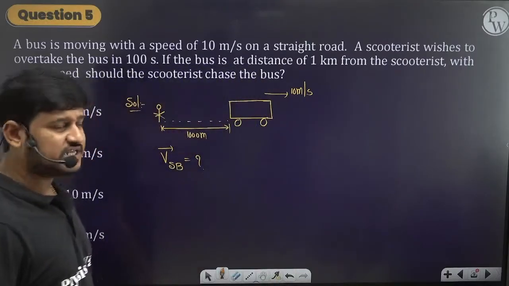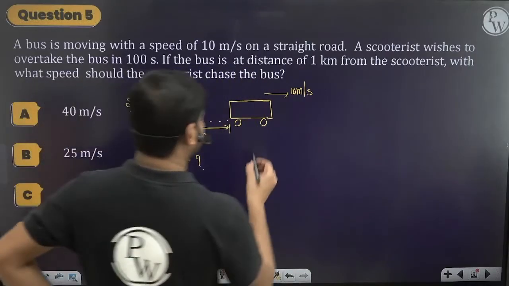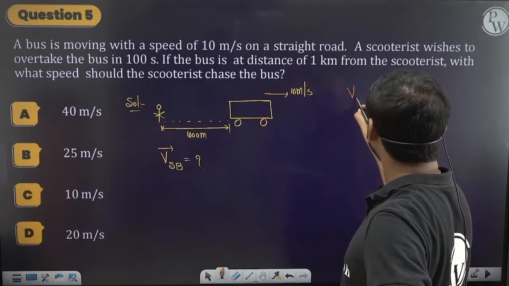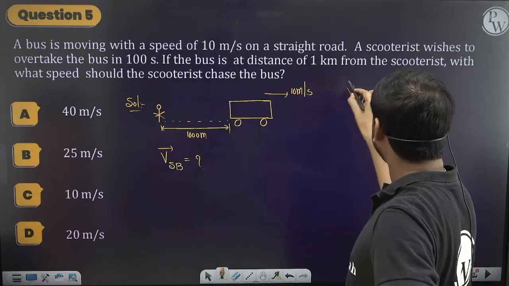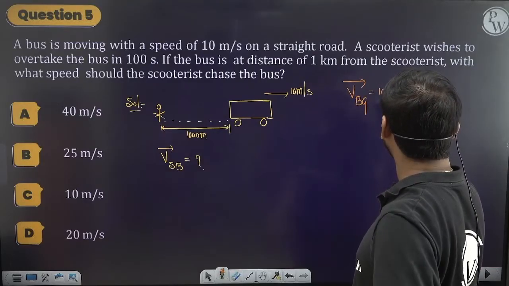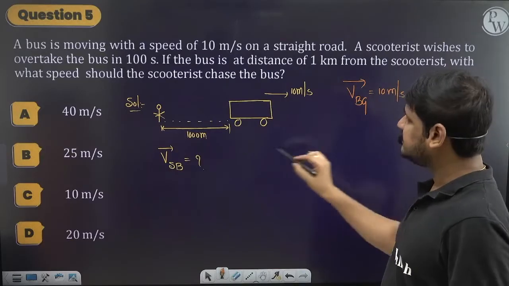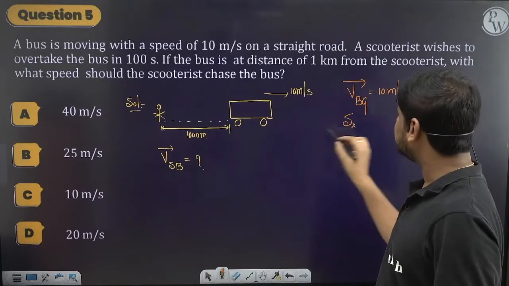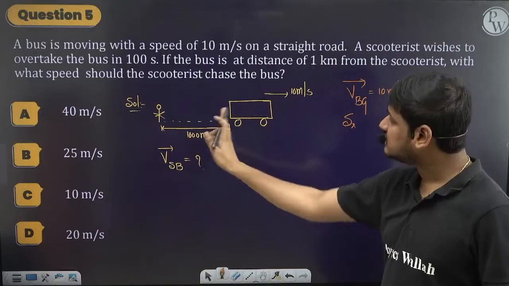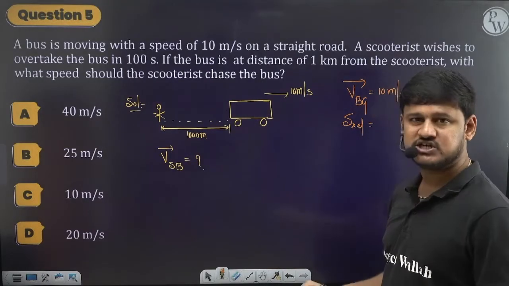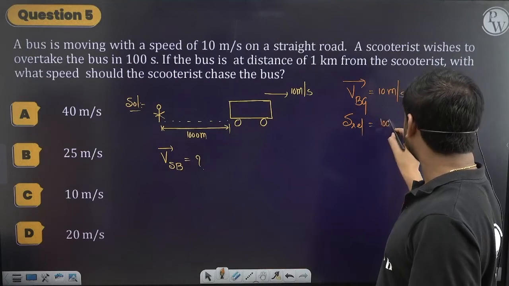So the first thing is, what's the given information? Tell me here. The bus is moving. The velocity of the bus with respect to ground is given as 10 meter per second. This is the first thing. And the total distance is given. The total distance means the relative distance between the scooterist and the bus. So the S relative is given, which is 1000 meters, right?